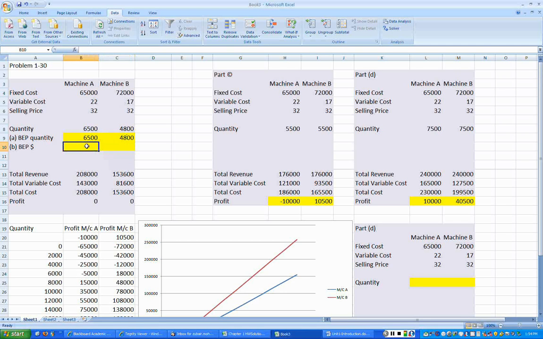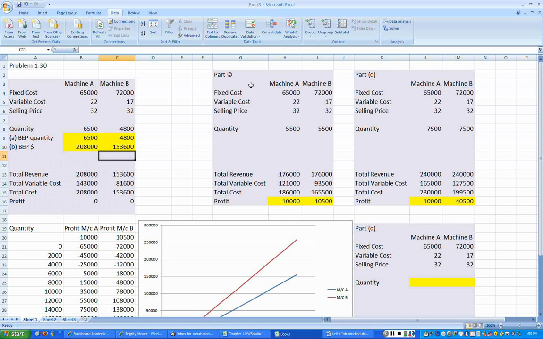In terms of the dollar amount, that is expressed as the quantity times the selling price. In this case, in terms of dollars, that volume is the break-even quantity, the revenue at which you break even, times the selling price. That is that part. That is parts A and B of the problem.